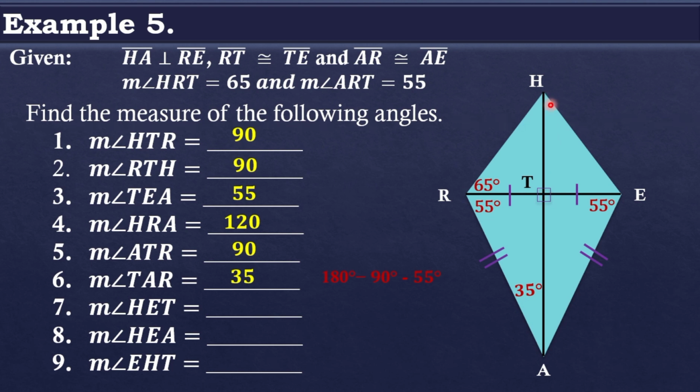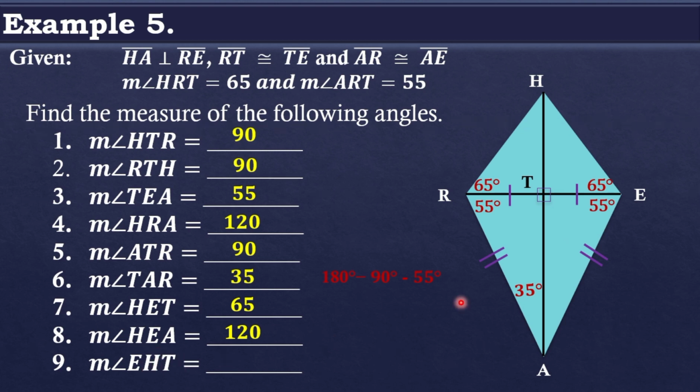Next, angle HET. Okay, so paano naman natin ito makukuha si angle HET? Since ito ay congruent, so ibig sabihin, this is also 65 degrees. Okay? Next, angle HEA. So, ito naman tayo. So, angle HEA. Okay? So, itong buo. So, i-add lang natin. 65 plus 55, that is 120.